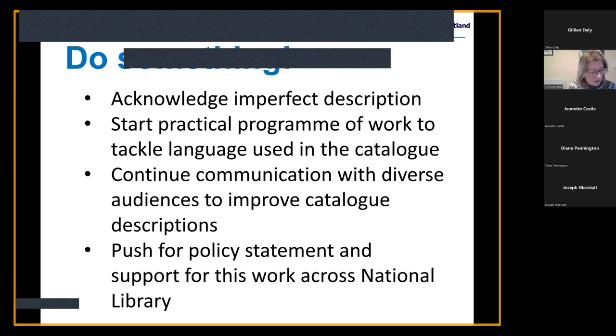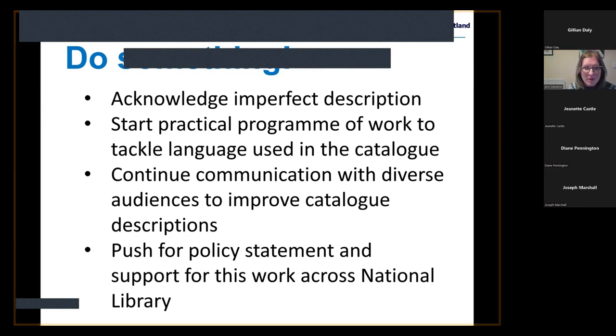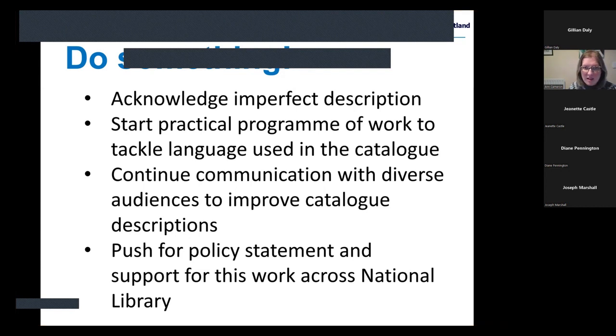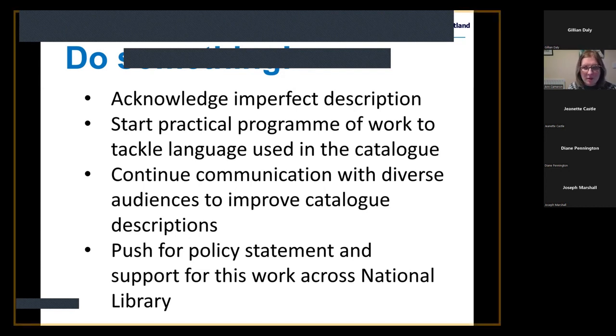So at the Moving Image Archive, we don't just catalogue it. We engage with events, we engage with community groups, we engage with academics, with colleagues in the library world to make those catalogue descriptions better. And that's really important.